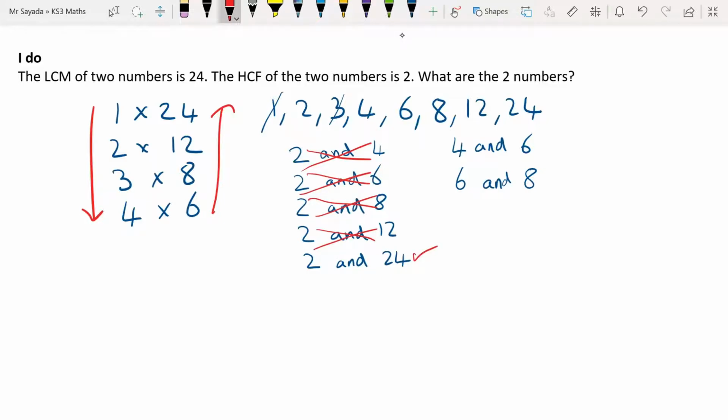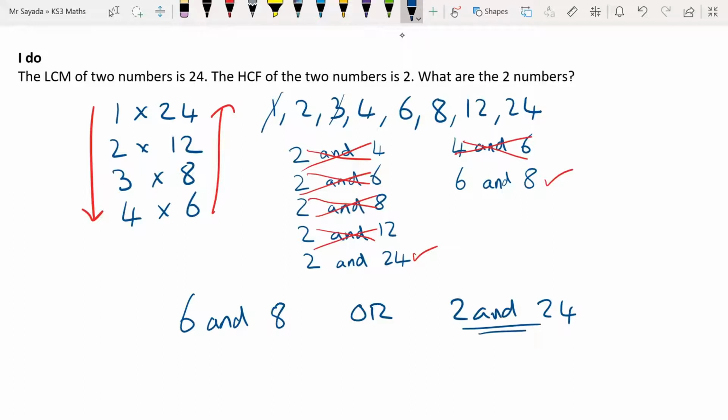4 and 6, the lowest common multiple would be 12. So that won't work. And 6 and 8, the lowest common multiple would be 24. So that could work. So it's quite a long process, but I now have my answers. The two numbers are either 6 and 8 or 2 and 24. Both of those are correct solutions to the problem.